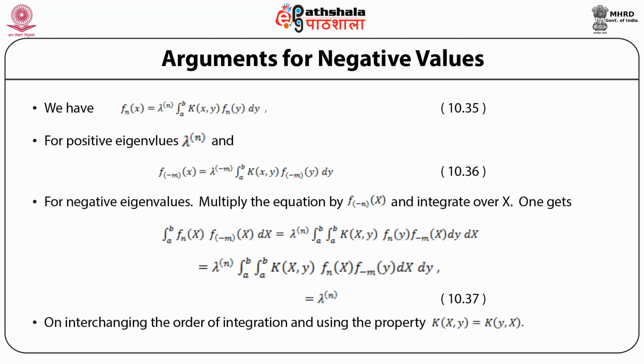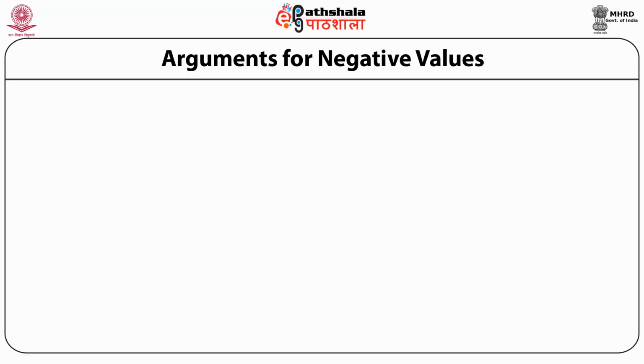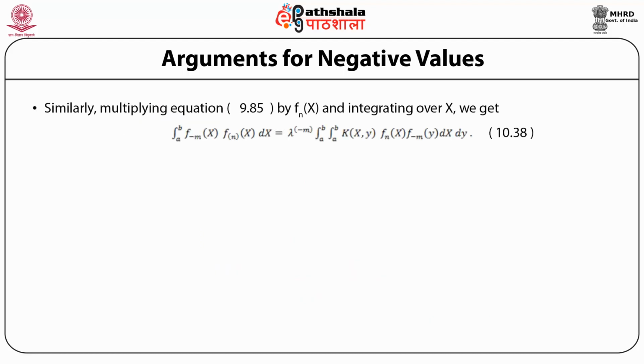On interchanging the order of integration and using the property k(x,y) equals k(y,x), that is, the kernel is symmetric. Similarly, multiplying the earlier equation by f_n(x) and integrating over x, we get the integral from a to b of f_{-m}(x) f_n(x) dx is equal to lambda_{-m} multiplied by a two-dimensional integral over dx dy, between a and b, the integrand being k(x,y) f_n(x) f_{-m}(y).